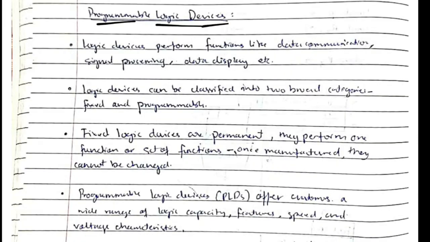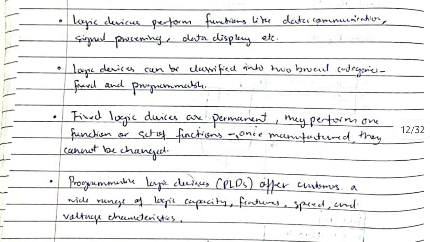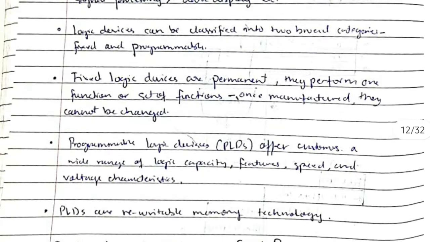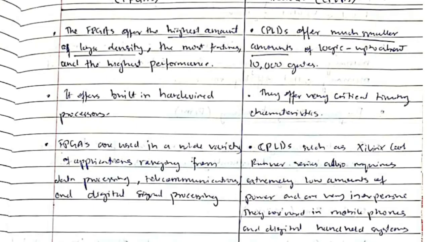Coming to programmable logic devices, they are mainly used in cases where we have to convert some code to electronic signals. In that case, we'll be using programmable logic devices. There are two types. The first one is the fixed one and the second is the programmable one. Fixed one means once you have manufactured it, you can't make any modifications. In the programmable one, you can make some changes according to your needs. It's rewritable. In the market, there are two main categories: field programmable gate arrays and complex programmable logic devices. Both have their own advantages and disadvantages.